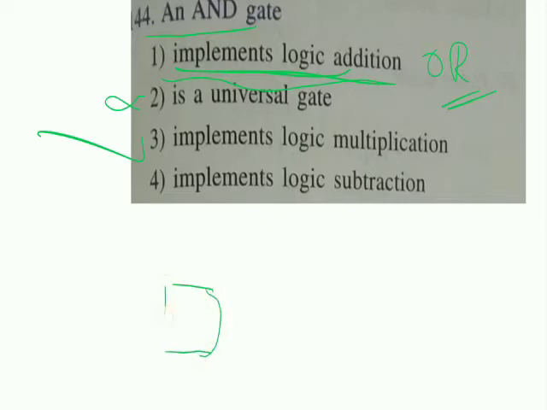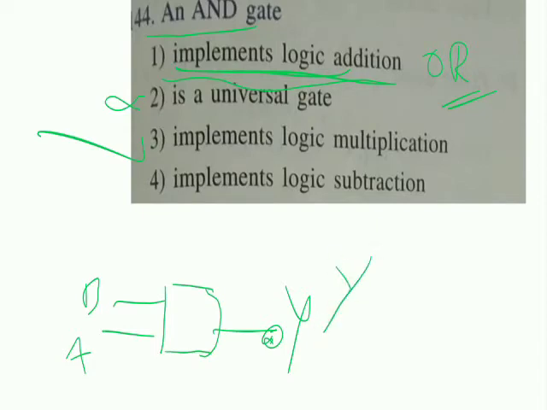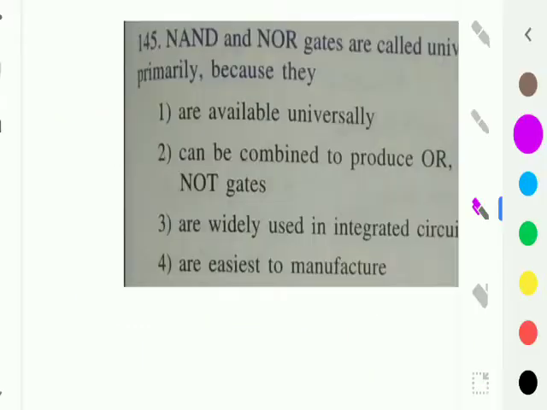This is the AND gate symbol. It has inputs A, B and output Y. The Boolean expression is Y is equal to A dot B. So it implements logic multiplication. Right answer.